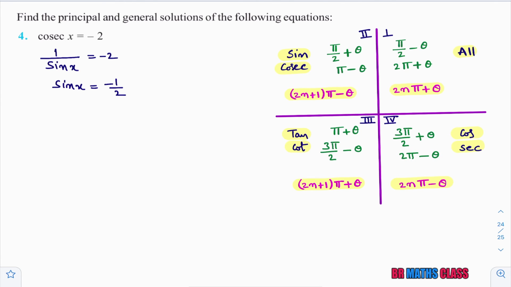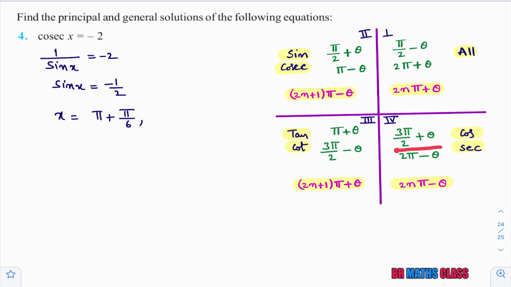What are the x values? Pi plus theta lies in third quadrant. In third quadrant, sin x is negative. So pi plus theta. What value of theta? Sin theta is 1 by 2. For what value of theta is sin theta 1 by 2? Sin 30 degrees, 30 degrees means pi by 6. So pi plus pi by 6. Here pi plus theta is there, in place of theta, I will write pi by 6.